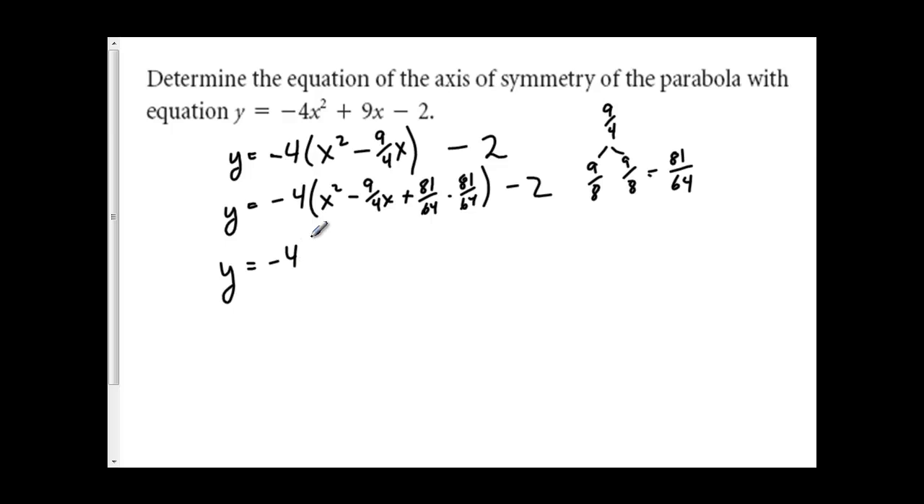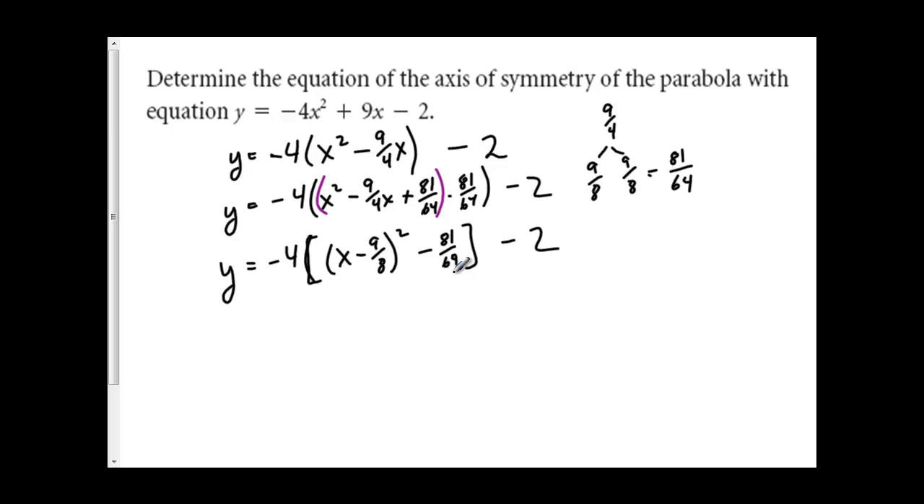The next step, just like before, is simplifying my perfect square trinomial. So it's going to become, and I'm going to have square brackets out here, (x minus 9/8) squared, and I still have the negative 81 over 64, and the minus 2 stays outside.